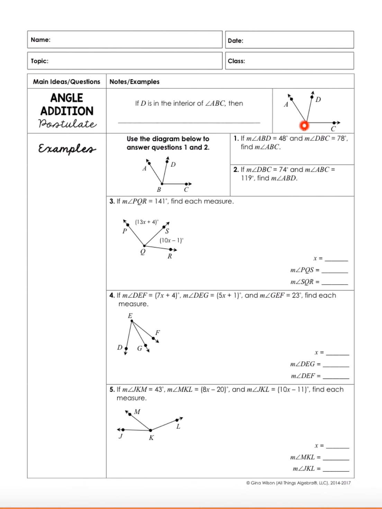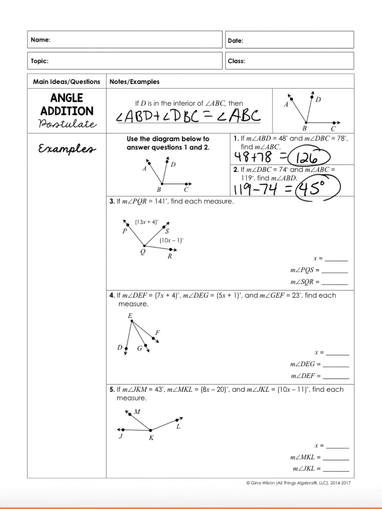If you have a ray that divides a big angle into two parts, then those two angles will add up to make the whole angle. So the way that we would write it in this picture is angle ABD plus angle DBC equals angle ABC. The two smaller parts add up to make the big one. So in this example, if I have ABD is 48 and DBC is 78, then I'm going to add those. 48 plus 78 is 126. And number 2, if this part is 74 and the whole thing is 119, what's this missing part here? I can subtract. 119 minus 74 equals 45 degrees.